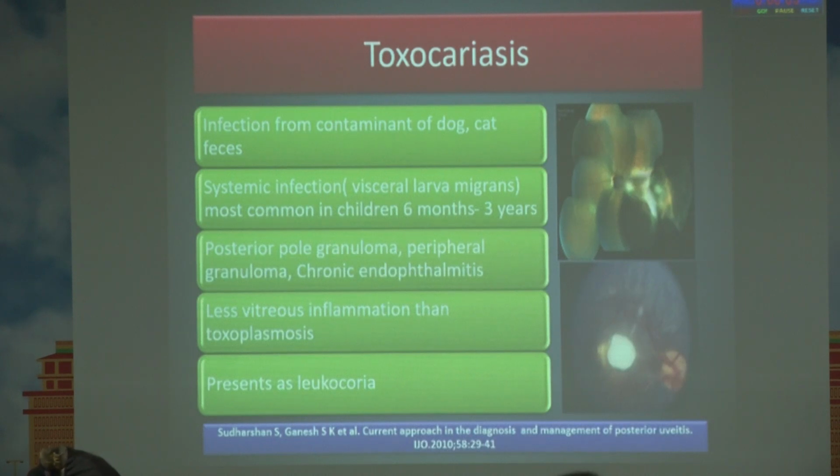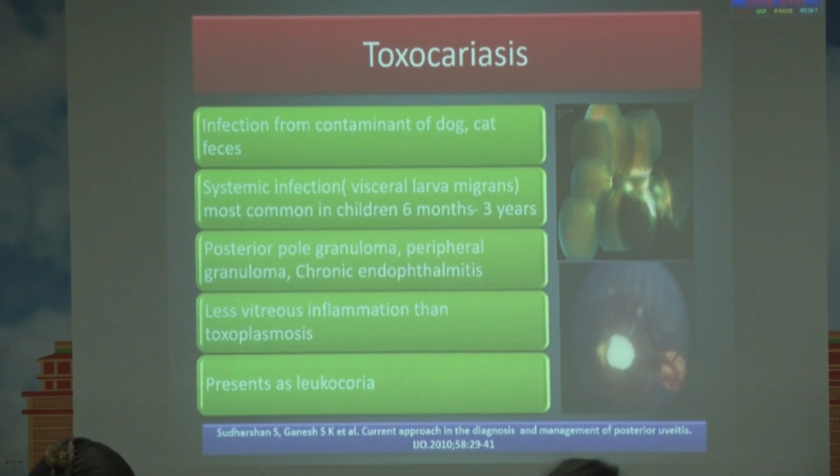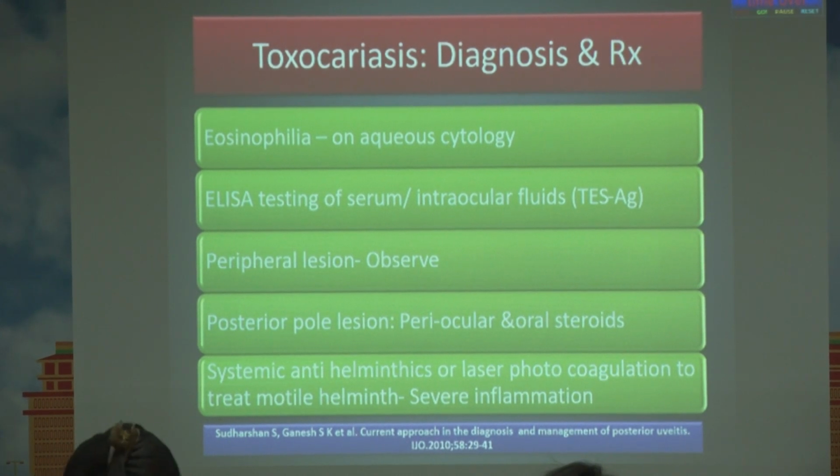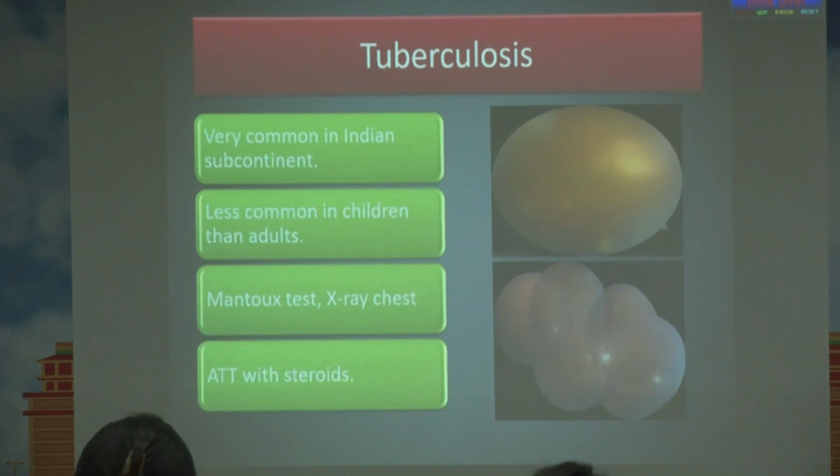Toxocara, again, you will have to suspect if there is a history of contamination of food with dog and cat species. There are two types, visceral larva migrans and ocular toxocariasis. You will have to rule out retinoblastoma because the age group and the presentation, like leukocoria, are seen in both patients. Again, the diagnosis is clinical. If it is peripheral, simply observe. If it is in the posterior pole, go for periocular and oral steroids, but never start an anthelminthic drug if a live motile helminth is seen there. Tuberculosis is very common in India, but in children it is a little less common.